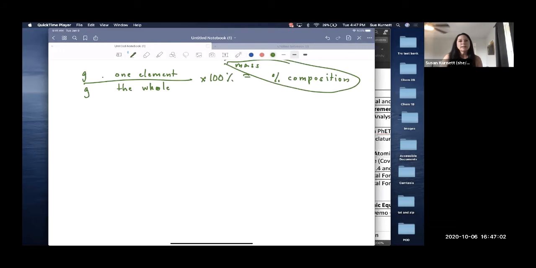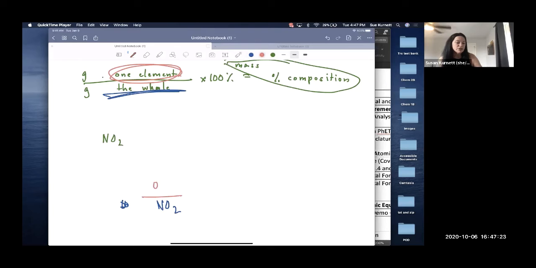So the first thing we need is a compound. And I might have a compound like nitrogen dioxide. And so the whole is going to be nitrogen dioxide. Oops. And the one element is either nitrogen or oxygen. Somebody will pick. So I could pick oxygen or nitrogen.